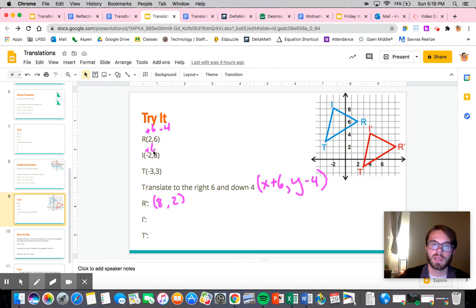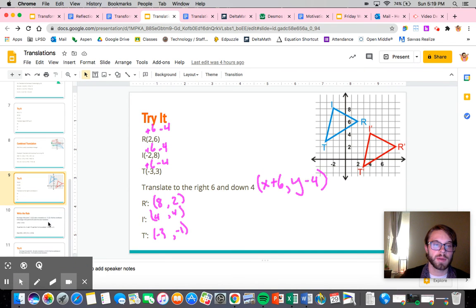Negative 2 plus 6 is 4. 8 minus 4 is 4. So plus 6, that's negative 3. Minus 4 is negative 1. And that's all. All right, so you're just taking everything and you're doing both.